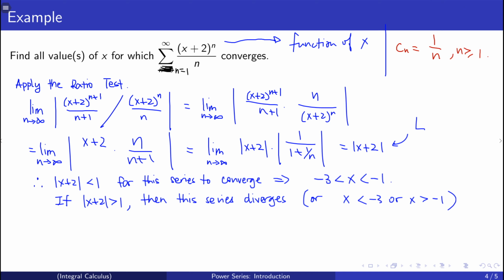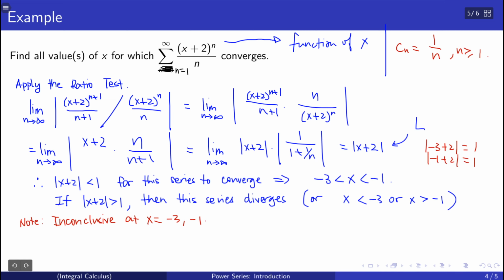Now note that there are 2 points where the ratio test does not tell us anything. When x is exactly -3 or -1, you plug them into the limit here. They both give you 1 for the limit, which means the ratio test would not give me anything. But that's okay, we have other tests.